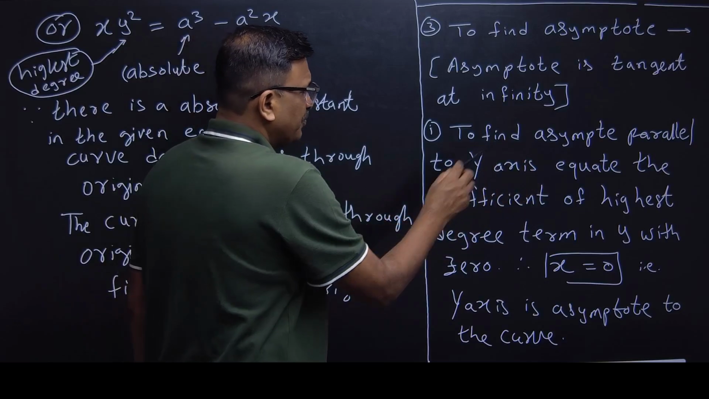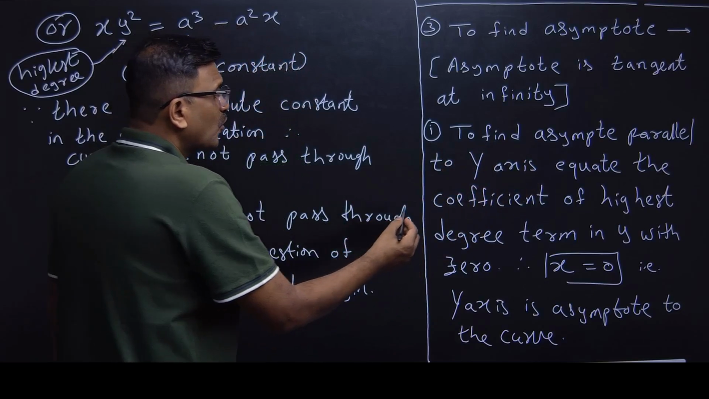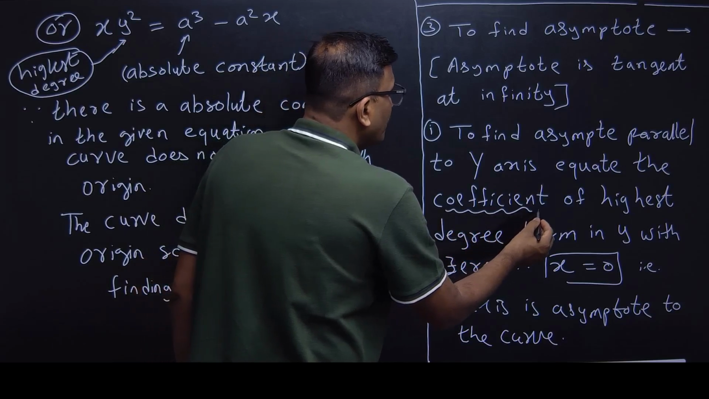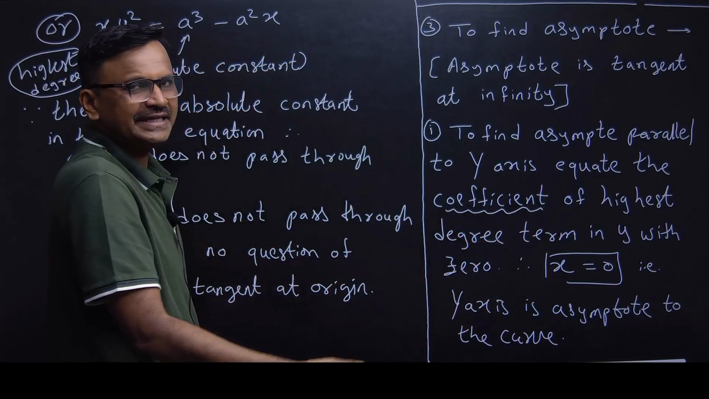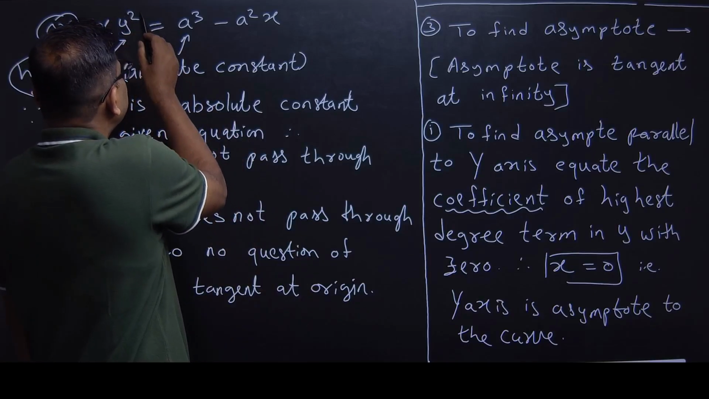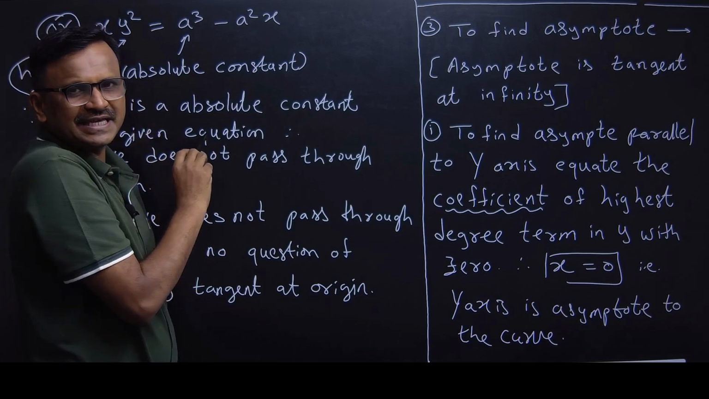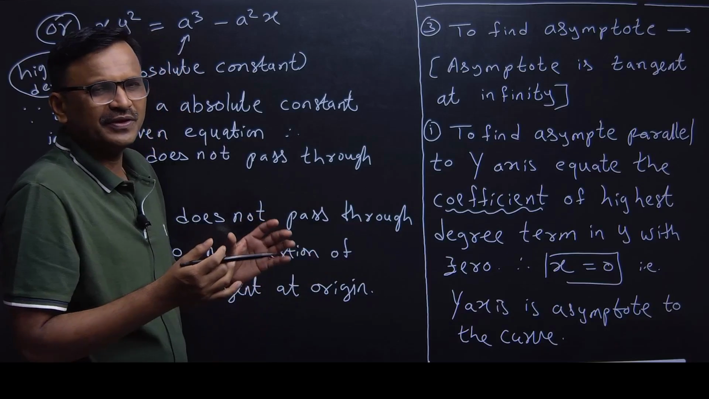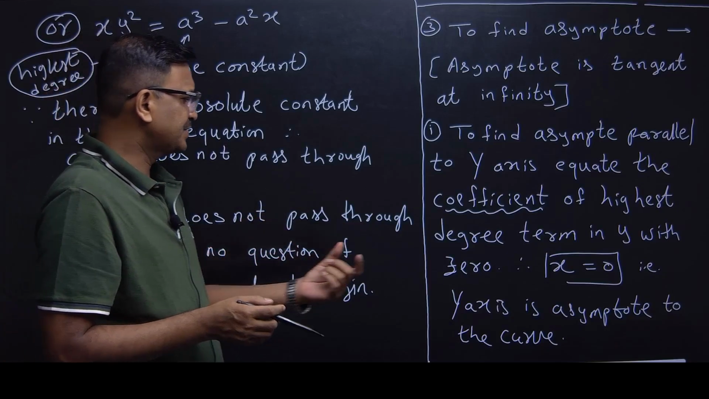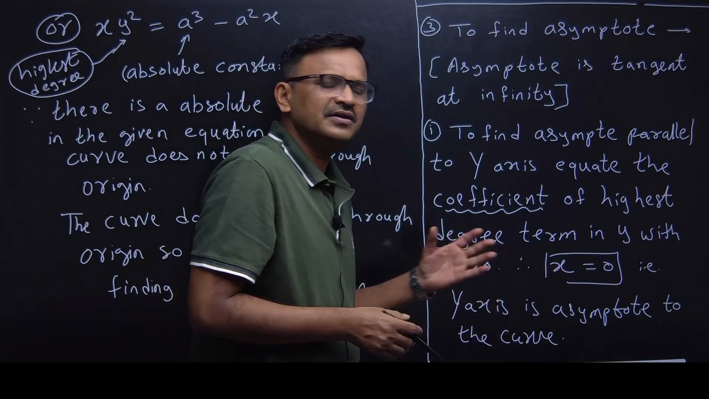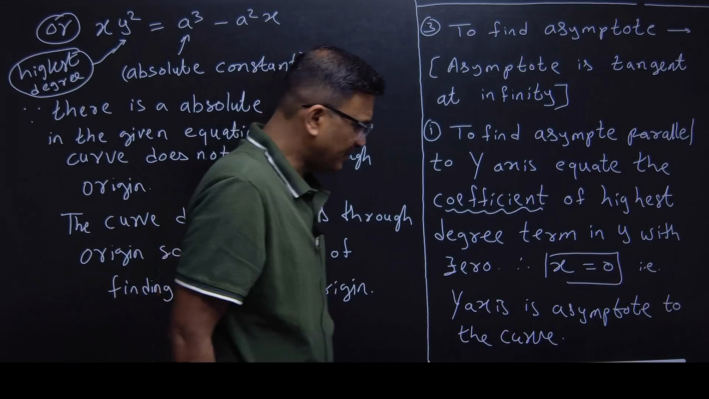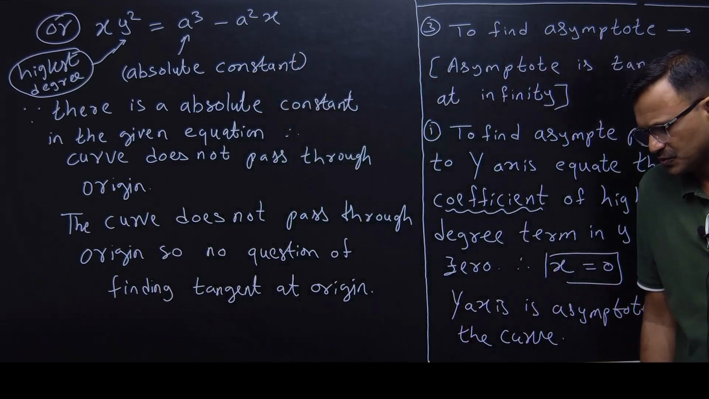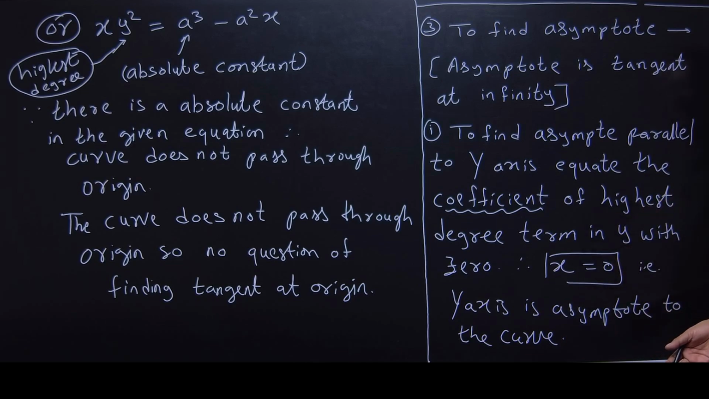So to find asymptote parallel to y, we have to equate the coefficient of highest degree term in y. Highest degree term in y is y square. Coefficient of that is x. That we equated with 0. We got x is equal to 0, and we know x is 0 is nothing but the y-axis. So that is the asymptote to the curve. So we have found asymptote parallel to y-axis. To find asymptote parallel to y-axis, we equate the coefficient of highest degree term in y with 0.